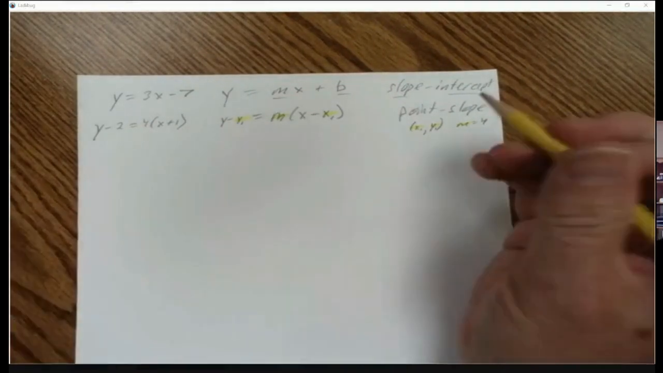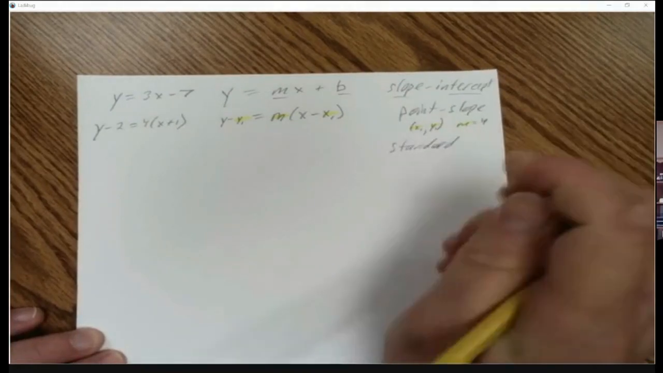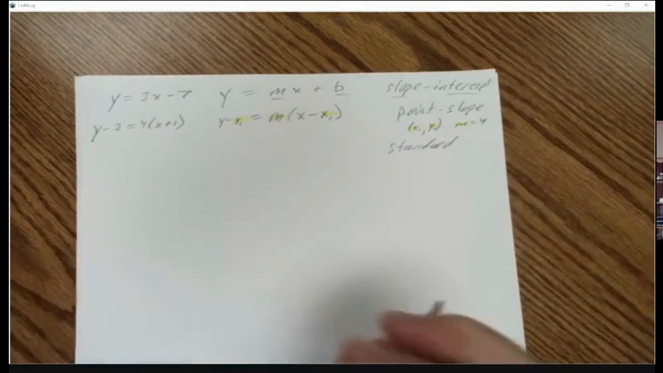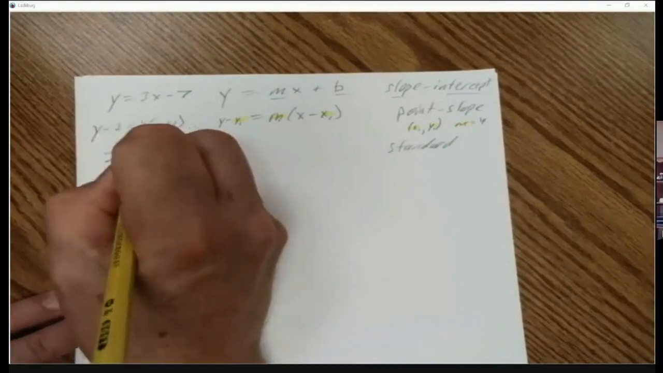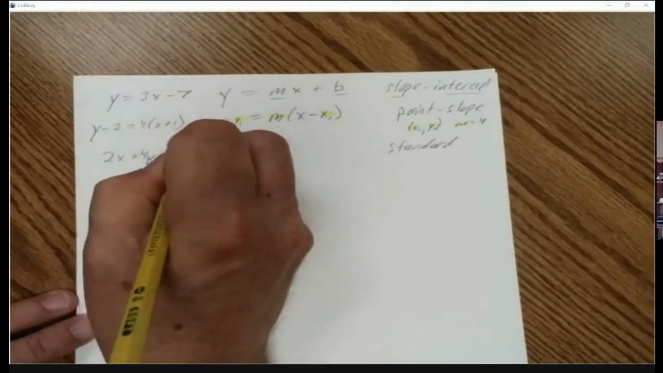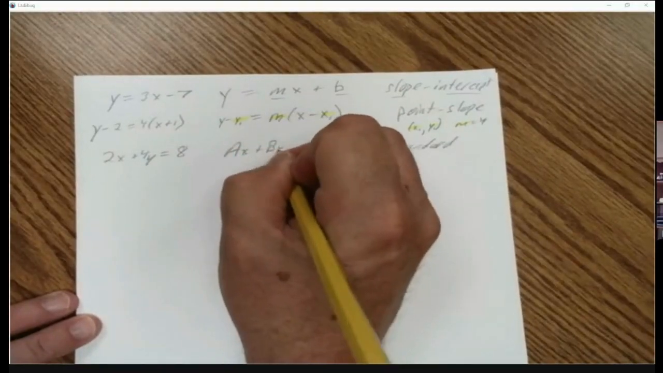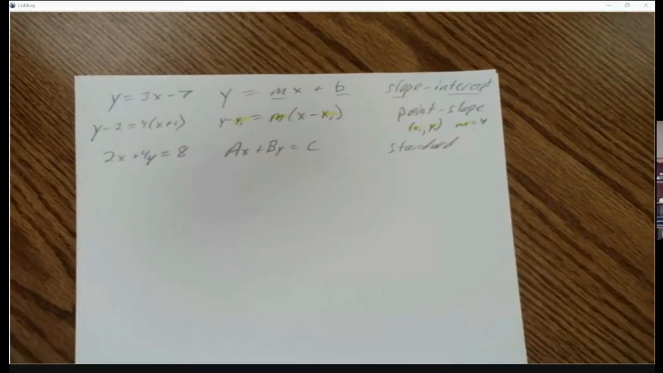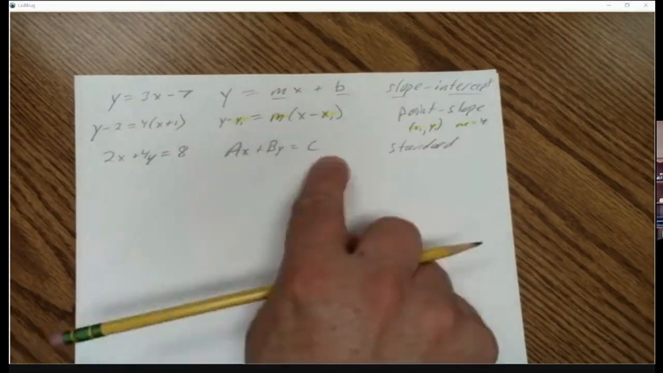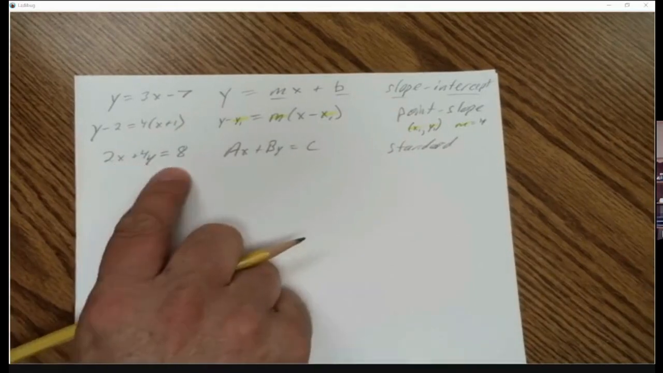And the other way you'll see it is just the standard form. It's funny that it calls it standard form, because standardly we use this one, right? Or sometimes this one. But the standard form of a line would be where we have like 2x plus 4y equals 8. It's ax plus by equals c. And this tells us nothing. We don't know a point. We don't know the slope. We don't know the y-intercept. None of that information, when we look at this equation.